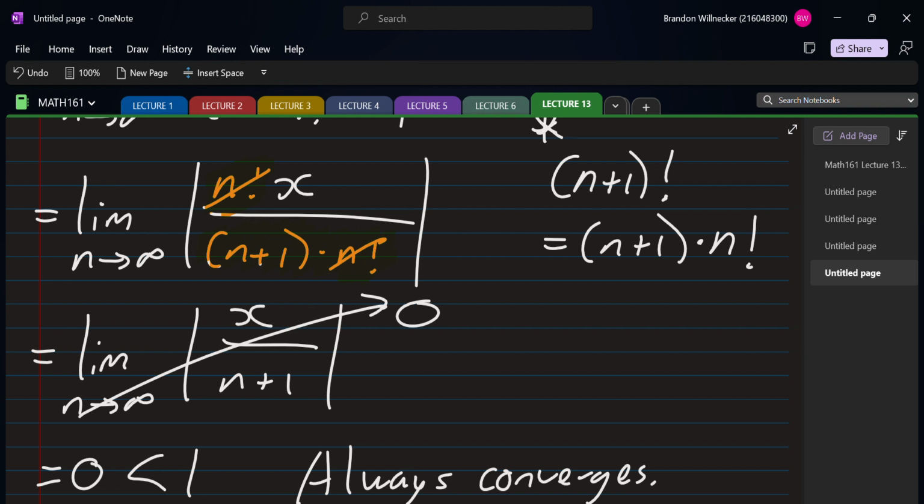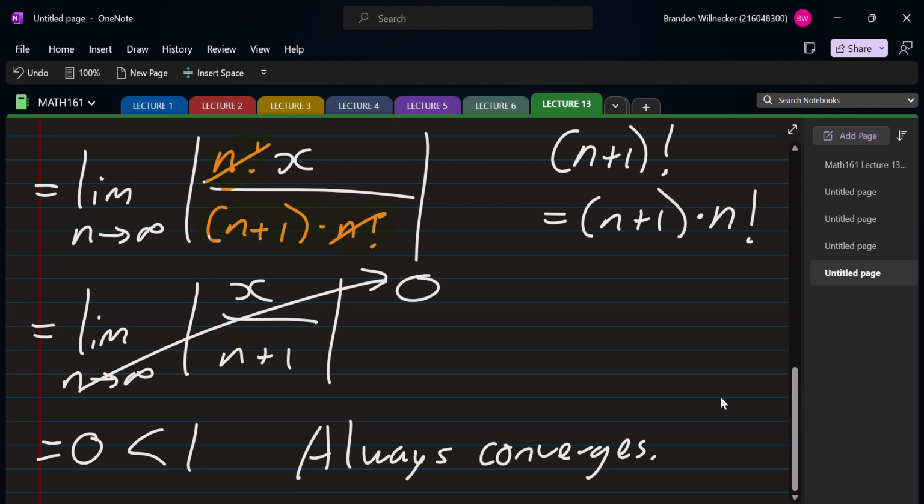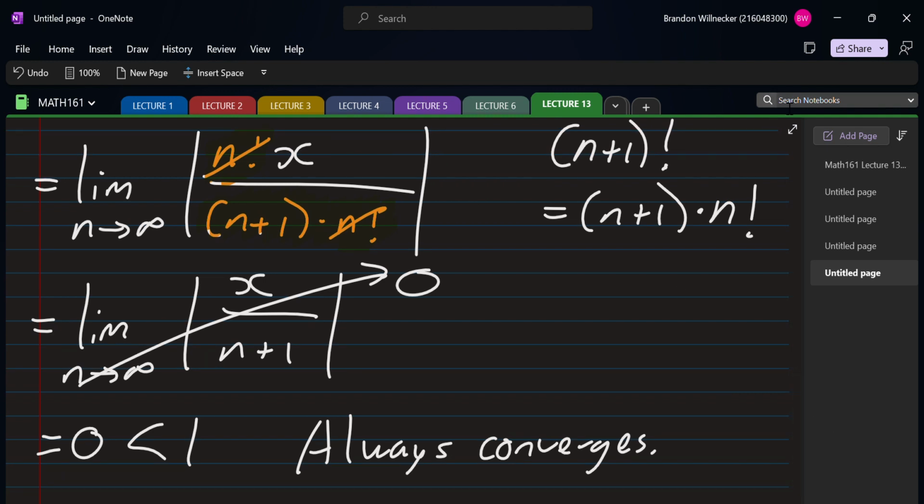Any other questions? Okay, I just want to show you on that Desmos the picture of the convergence. So let's just close this.